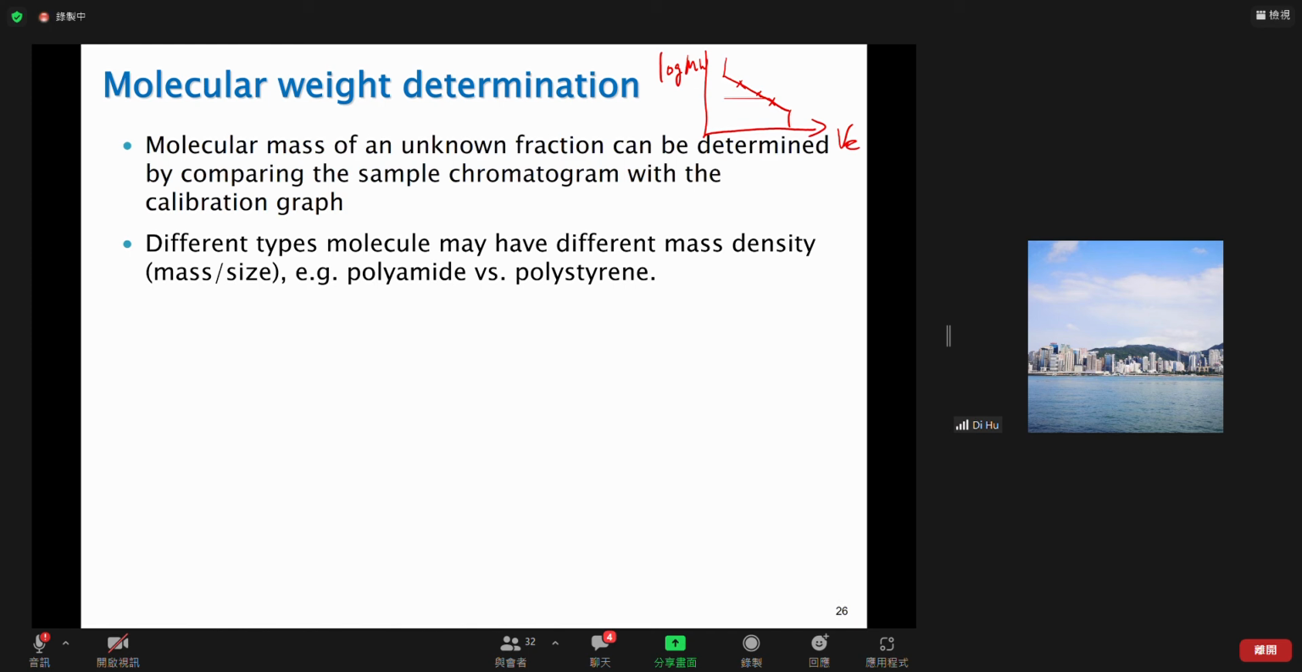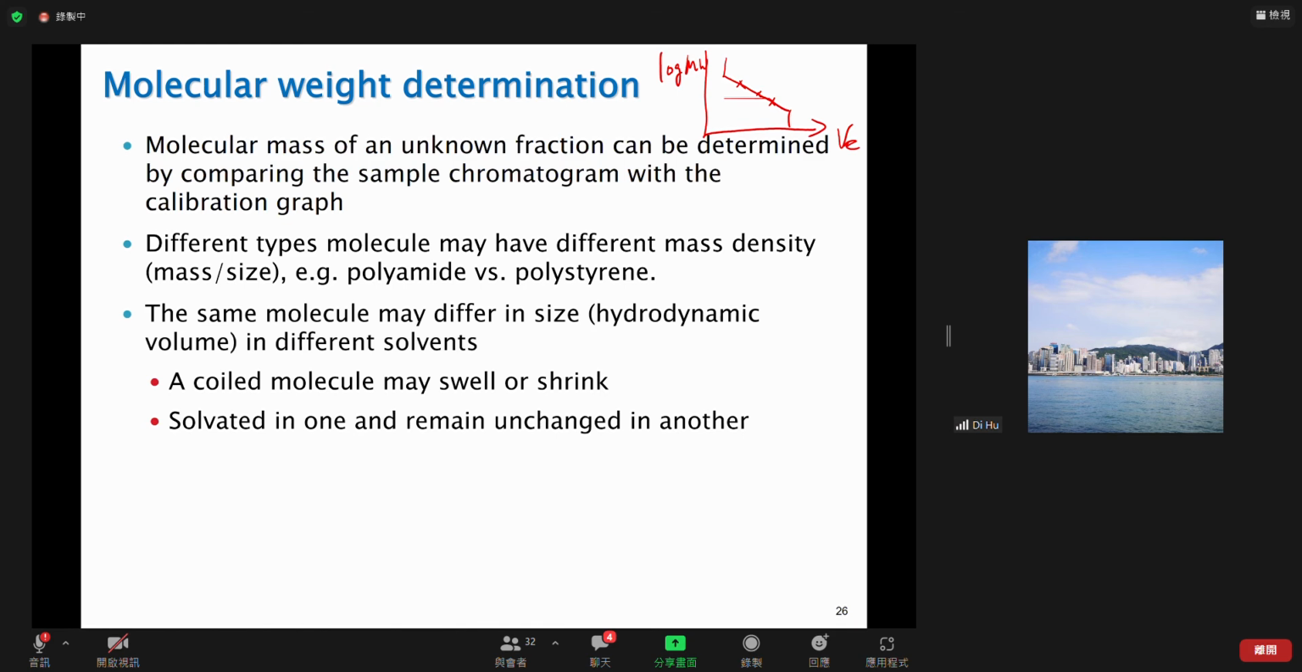Because for different conformations of the polymer molecule, they have different density and then mass to size ratio. That means the rate of increase of size together with molecular weight could vary for different compounds. Even the same molecule may differ in size in different solvents. So that's also what I mentioned earlier: use the same solvent, same condition, same temperature, for calibration and for analysis, okay?